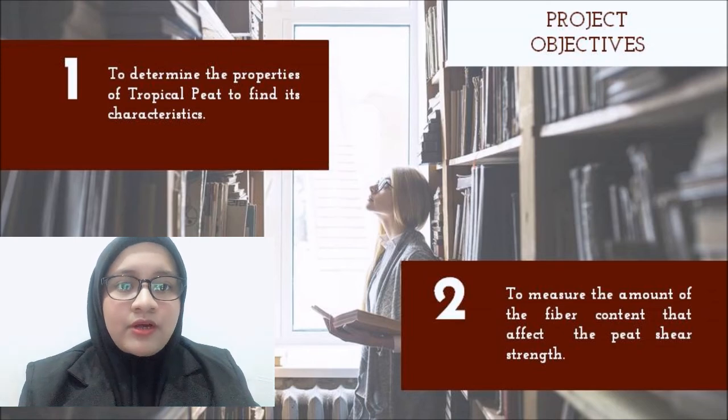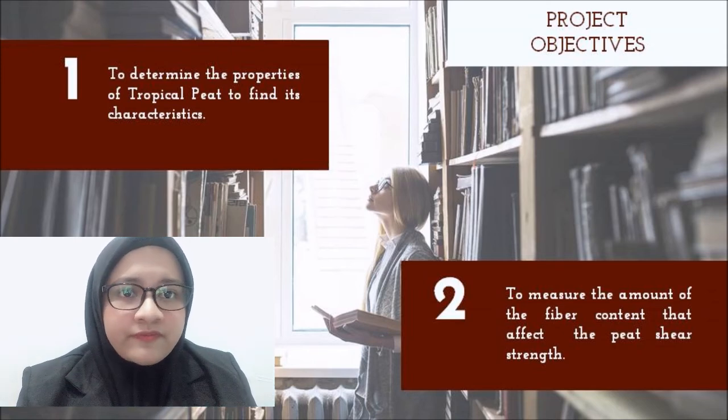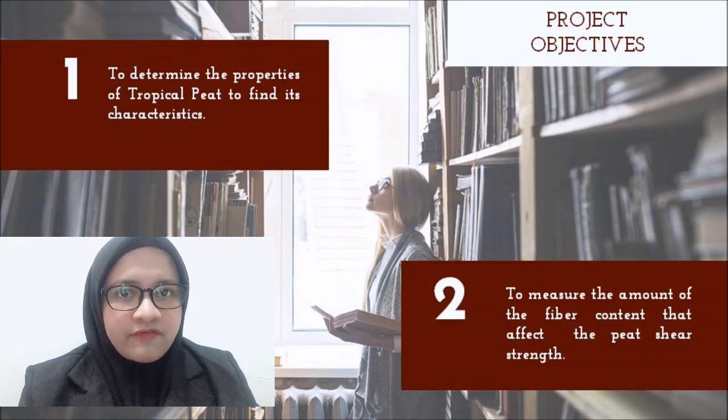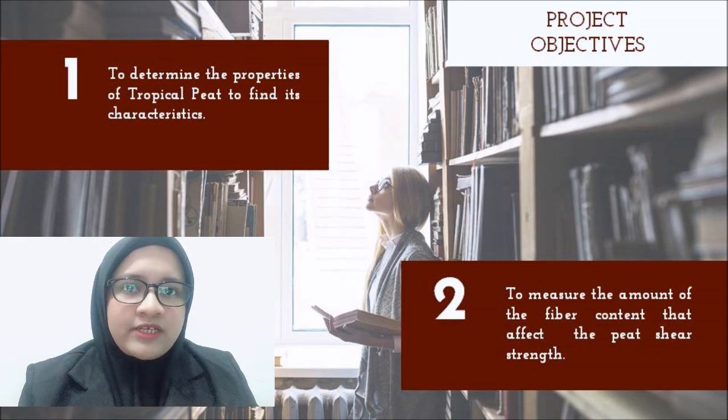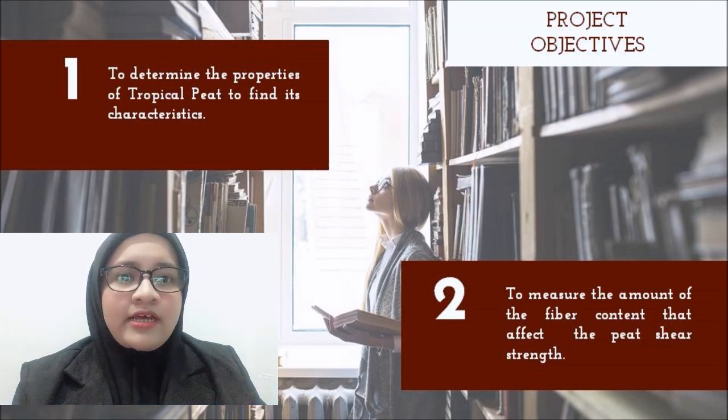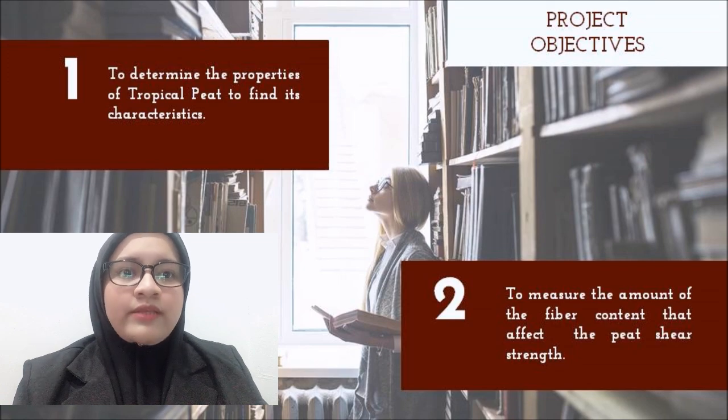So next we are going to look into the objectives of this project. The first one is to determine the properties of tropical peat in order to find its characteristics. The second one is to measure the amount of the fiber content that affects the peat shear strength.